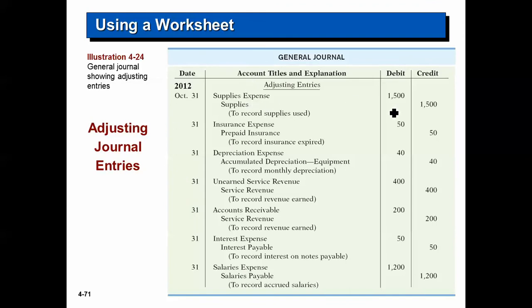Debit supplies expense, $1,500. Credit the asset supplies, $1,500. Debit insurance expense, credit prepaid insurance. Debit depreciation expense, credit accumulated depreciation. Debit unearned service revenue, we're reducing that liability, recognize revenue. Journalize the work that's been done but not billed: debit accounts receivable, credit service revenue, interest expense, salaries payable. Those are my adjusting entries. I do them in the general journal.